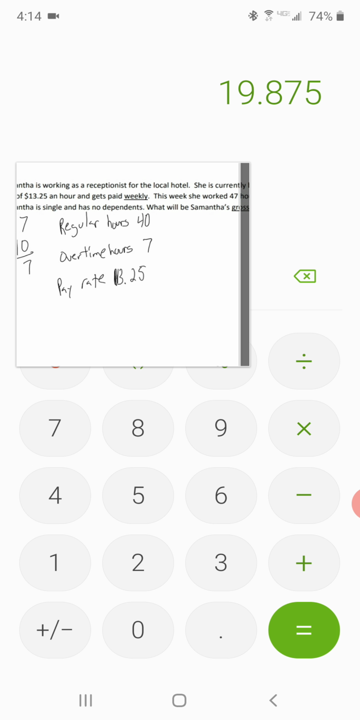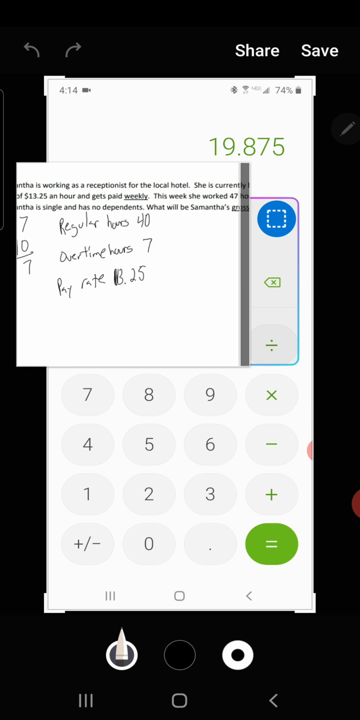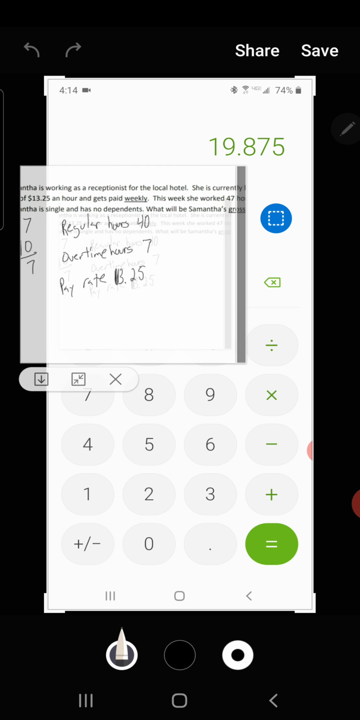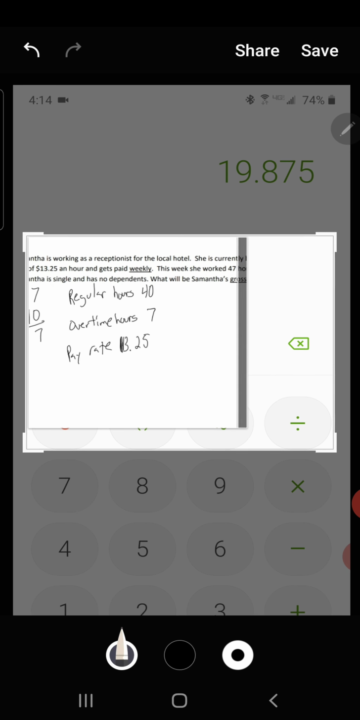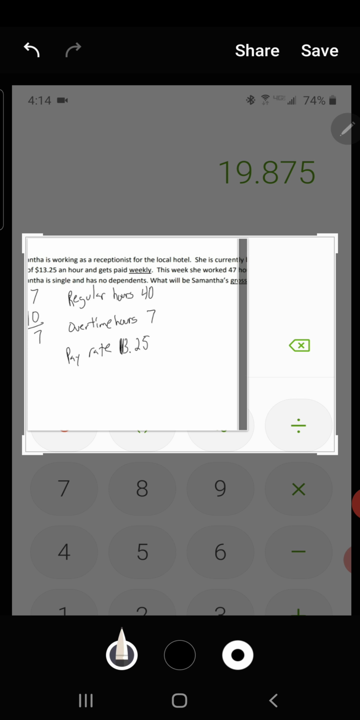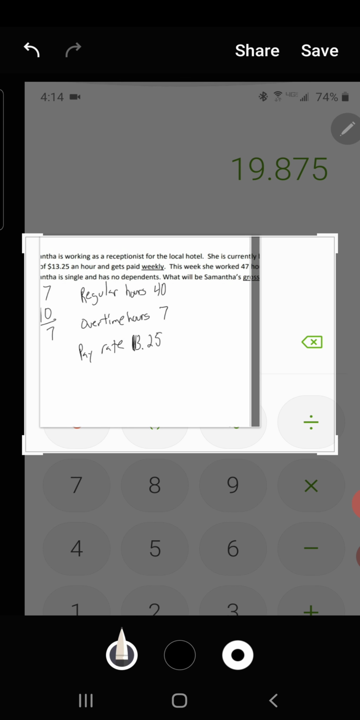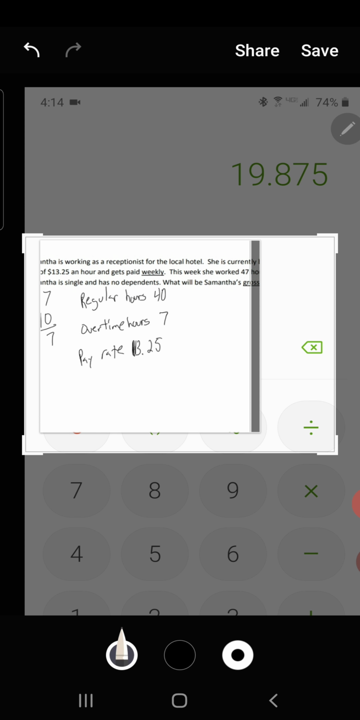I just want to take this to the calculator again. Bear with me, guys. Alrighty. So we do see that her overtime rate is $19.88.